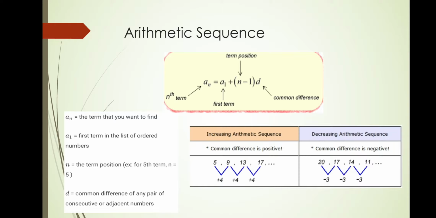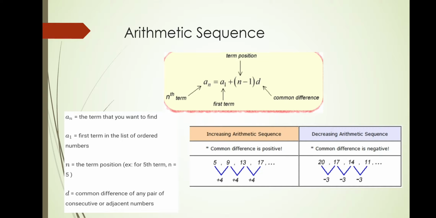Now, to further illustrate the meaning of common difference, here we are given two types of arithmetic sequence, an increasing and decreasing arithmetic sequence. First, at the left, we have a common difference that is positive. Now, paano siya naging positive? If you minus 9 to 5, 9 minus 5 is equal to 4, 13 minus 9 is equal to 4, and 17 minus 13 is equal to 4.